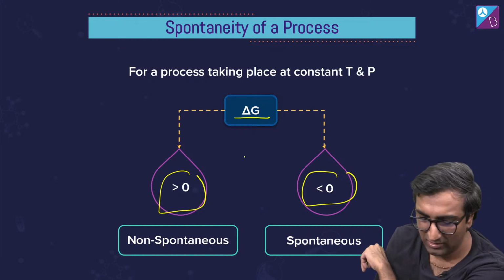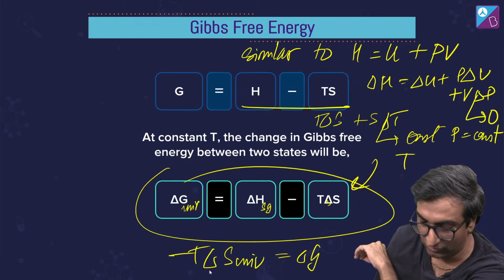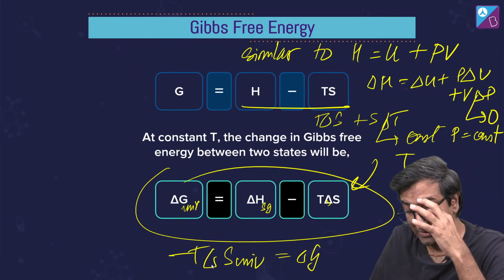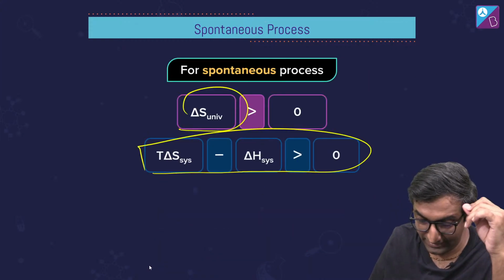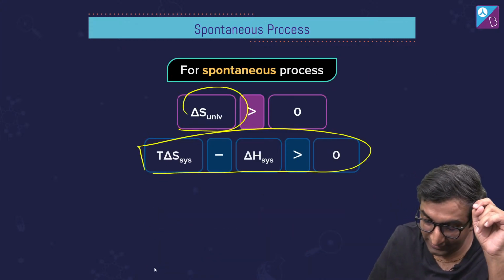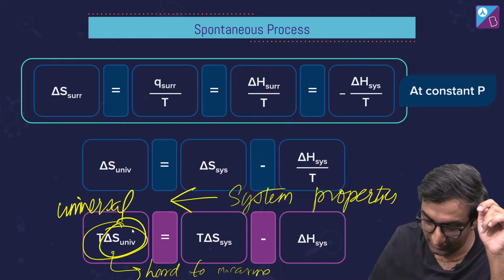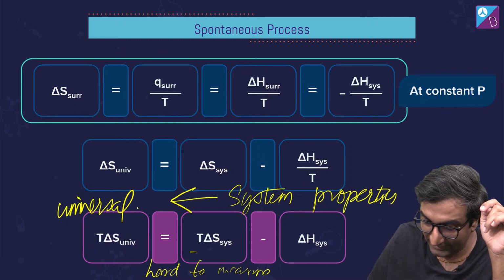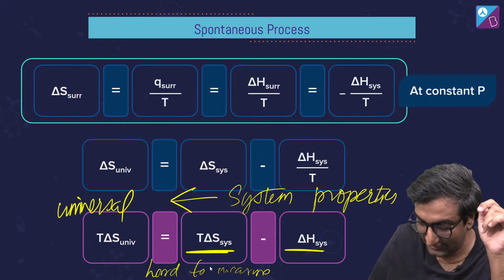इसका क्या मतलब हुआ? देखो यार, I have just written down two different expressions, right? If you go all the way back, let's go back. यहाँ में हम लोग लिख रहे थे, right? Let's go back. Here. T delta S universe was defined as T delta S system minus H delta S, right?